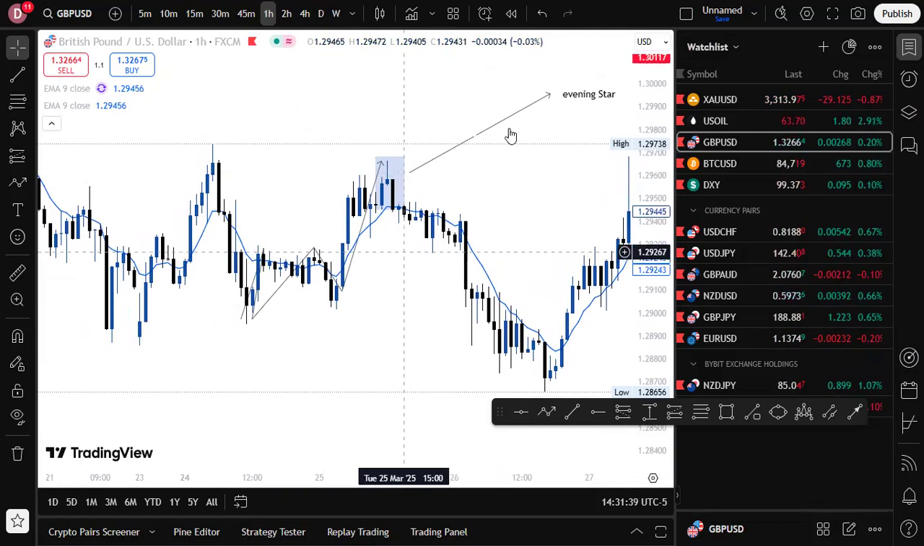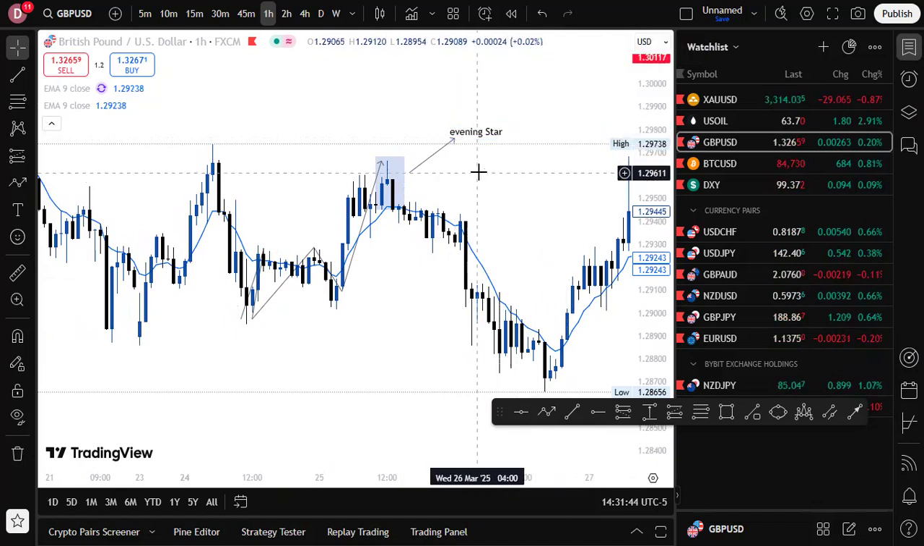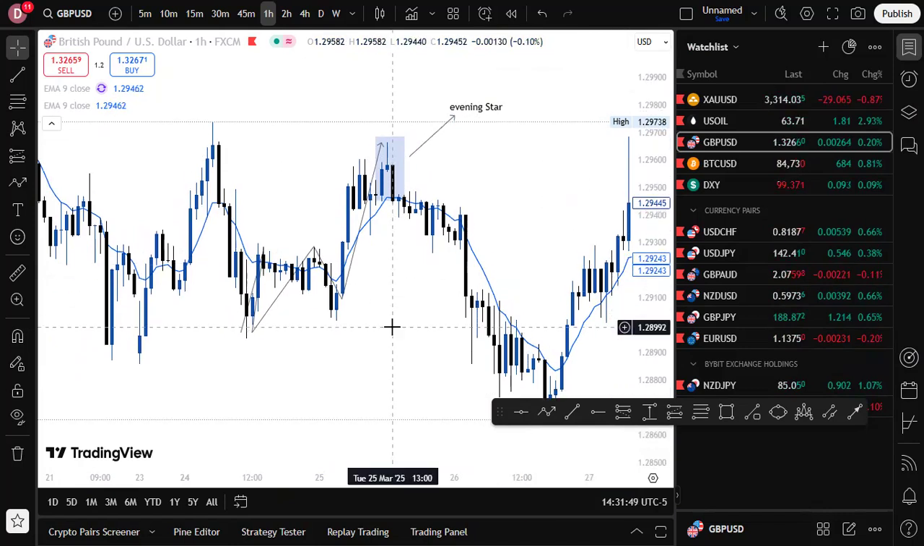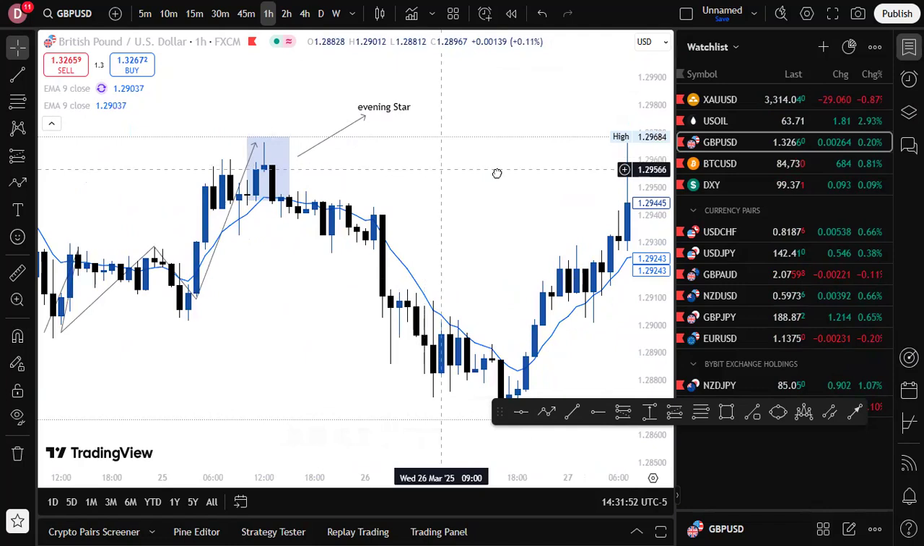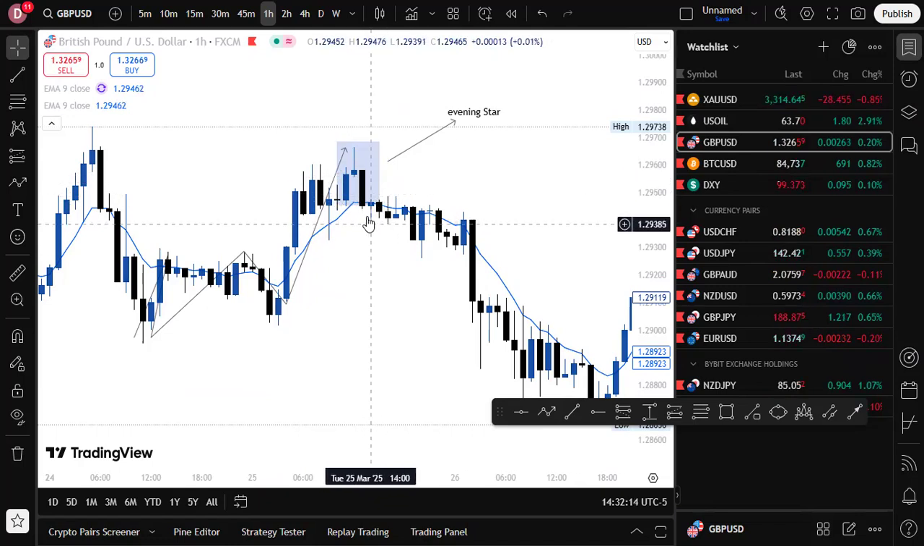And the characteristics for this to be effective, to be called an evening star: number one, it has to happen at the top of an uptrend. Number two, it consists of three candlesticks. The first one will be a bullish candle. The second one can either be bullish, bearish, or a doji candle; it doesn't really matter. And then the third one has to be a bearish candle. This bearish candle, most of the time, can close maybe below the midpoint of the first candle, or it can even close to cover the whole candle. It's usually that way.